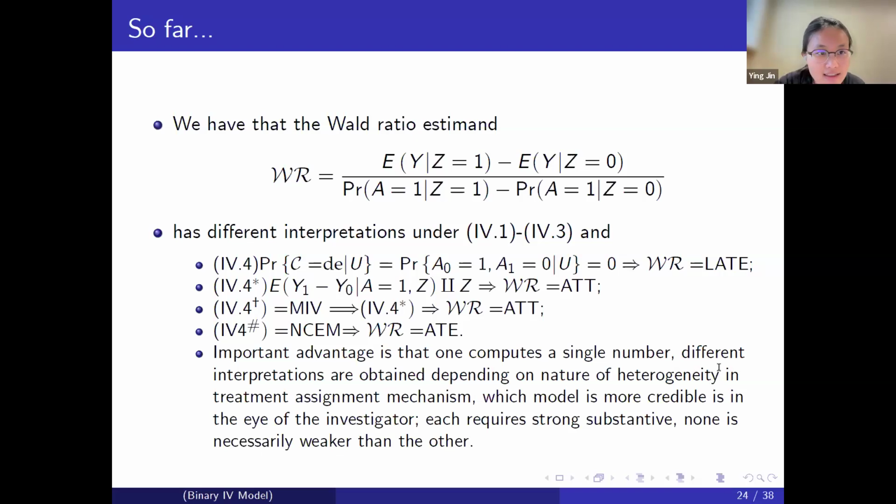Eric, thank you for asking. We have a question asking: when are assumptions IV4 and IV4 star equivalent, so that you can use either of the two?